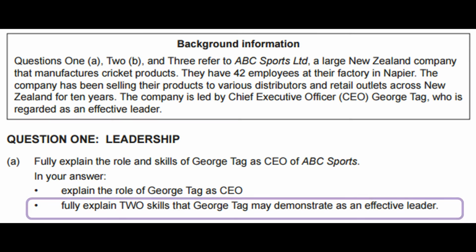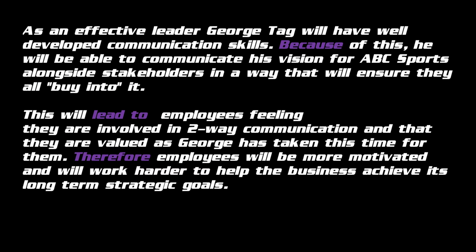Our second 2015 example comes from the NCEA Level 2 90843 exam, otherwise known as Achievement Standard 2.1. It says, fully explain 2 skills that George Tagg may demonstrate as an effective leader. If I were to scaffold this using BLT, I might say, as an effective leader, George Tagg will have well-developed communication skills. Because of this, he will be able to communicate his vision for ABC Sports alongside stakeholders in a way that will ensure they all buy into it. So there I've kind of explained.